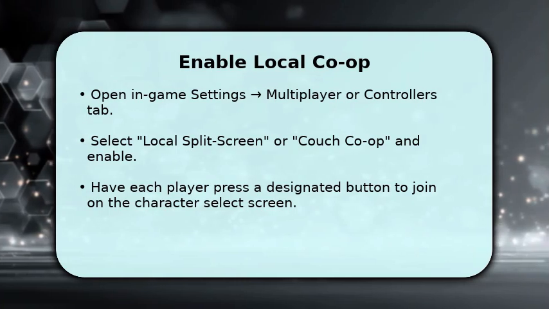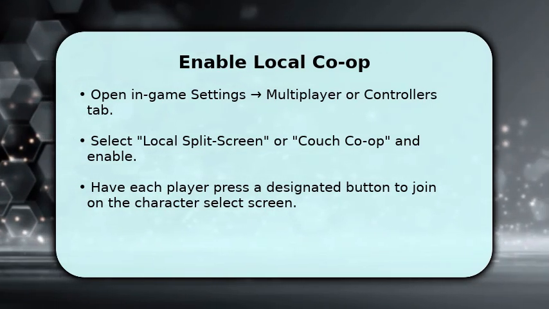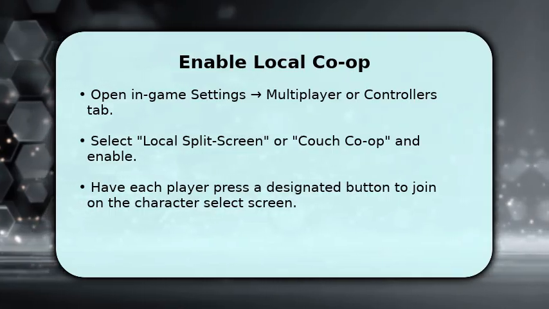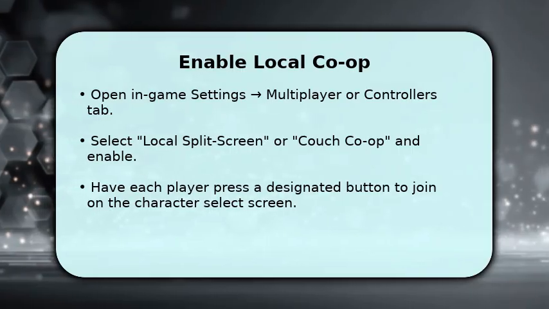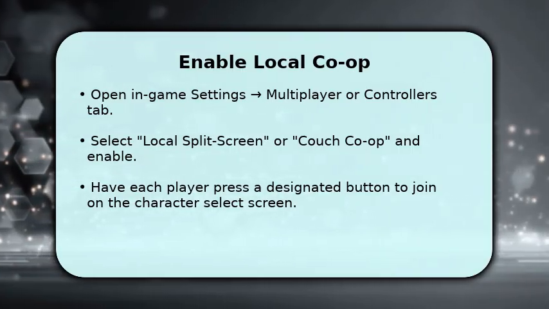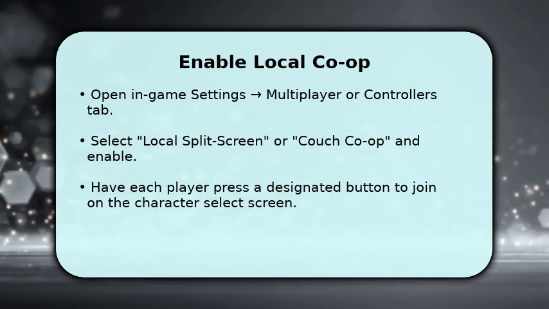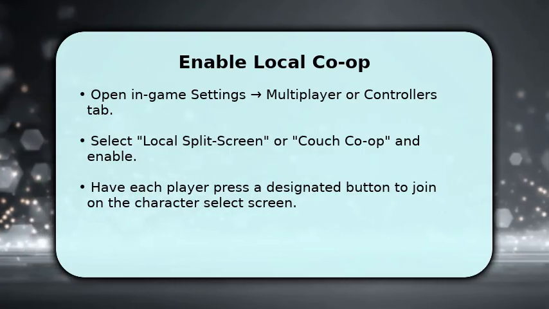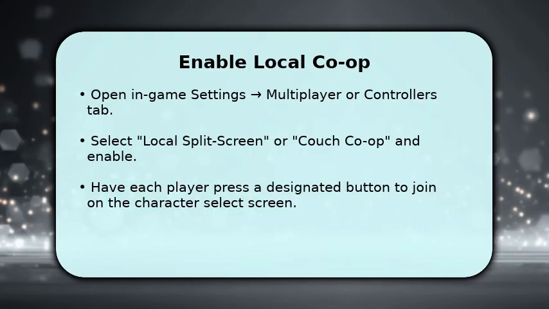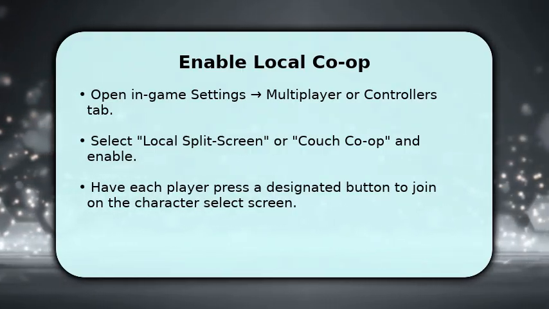Next, inside the game, navigate to Settings and find the Multiplayer or Controllers section. Toggle Local Split Screen on. Once enabled, go to the main menu or character select screen and instruct each player to press the indicated Join button on their controller. Make sure each controller registers a unique player number. If two show as player 1, replug the second controller or remap inputs. This step assigns viewports and splits the rendering across multiple players.